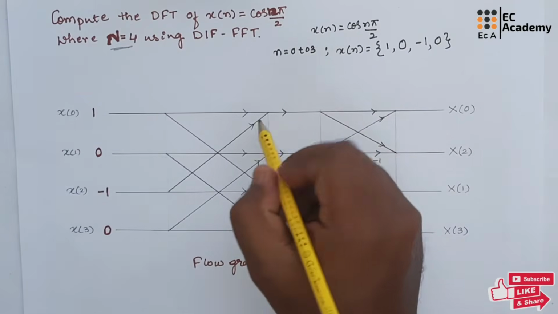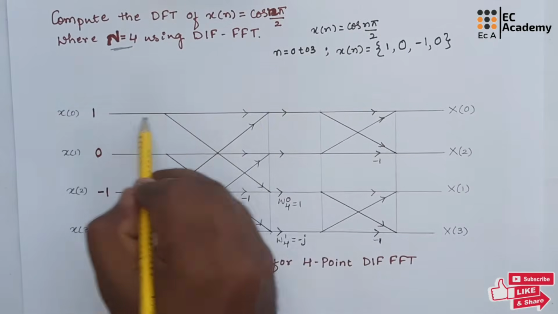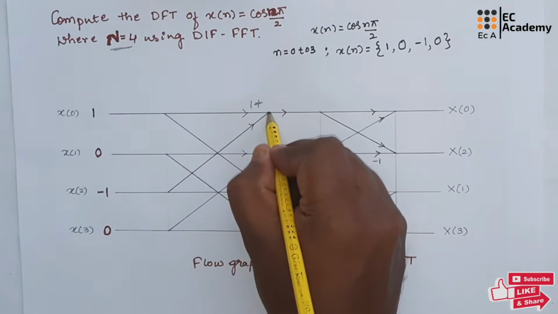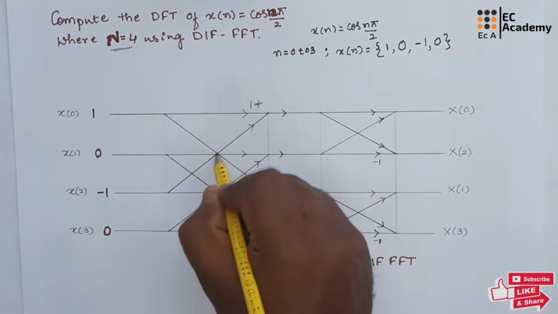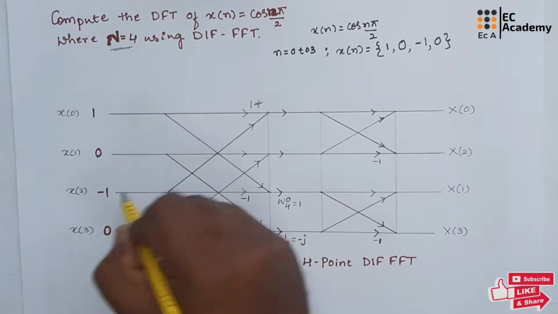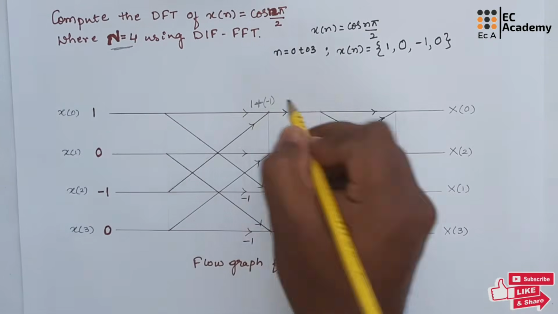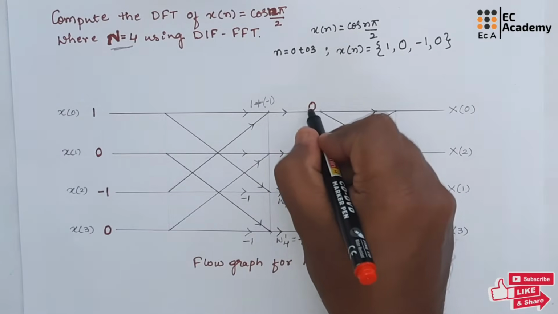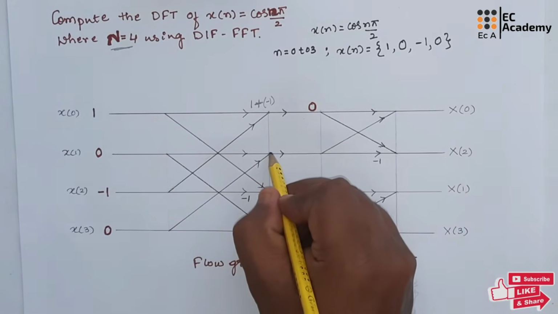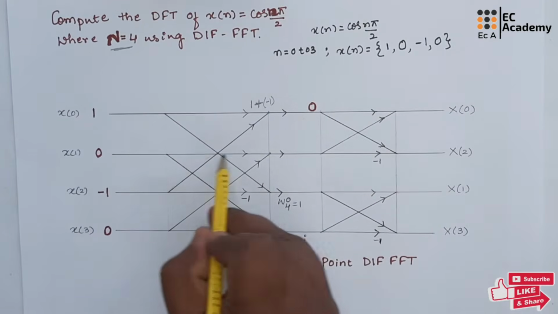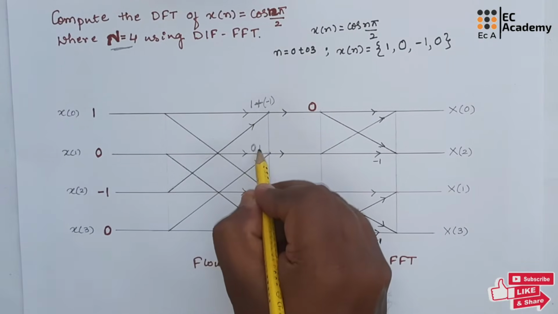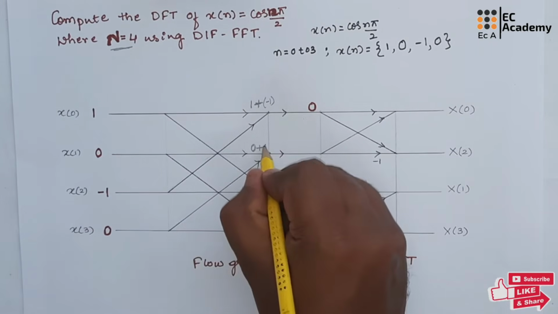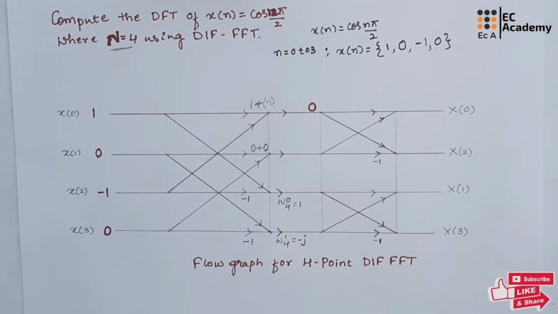Now, we need to find the output at this point. So, here the input is 1 plus, and for this point we are getting the signal from this line, which is minus 1. So, 1 plus of minus 1 is 0. Now, we need to find the output at this point. It is 0 plus, and we are getting the signal from this line which is 0. So, the output is 0.